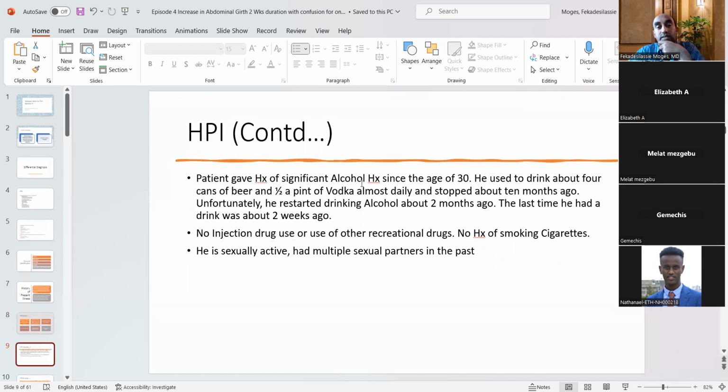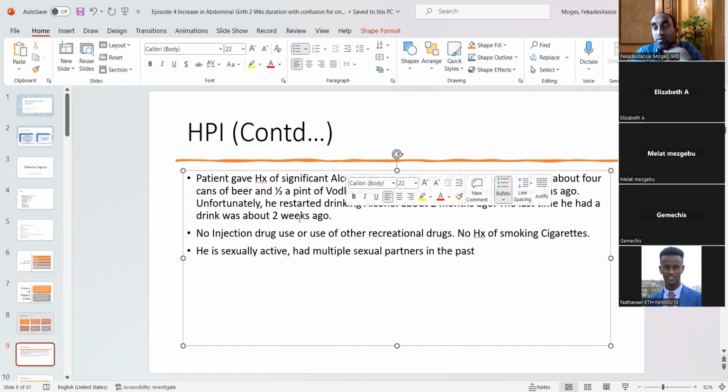Gave history of significant alcohol use. So alcohol history now should be part of the HPI because it's relevant to the subject matter. Since the age of 30, he's 54, almost 24 years. He used to drink about 4 cans of beer, half a pint of vodka almost daily, stopped about 10 months ago. Unfortunately, he started drinking alcohol about 2 months ago. The last time he had a drink was about 2 weeks ago. That is also very important.